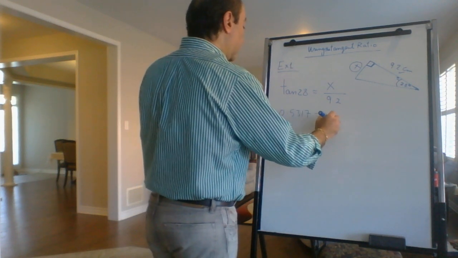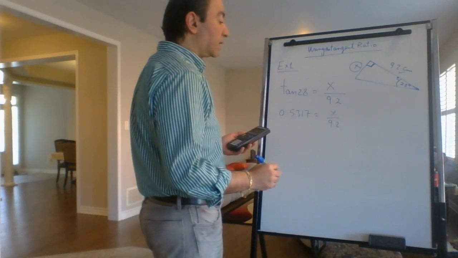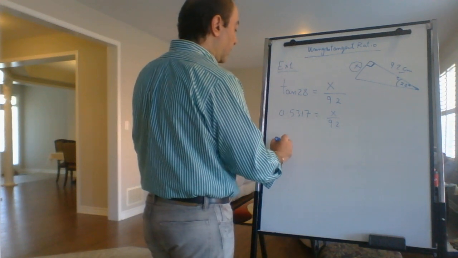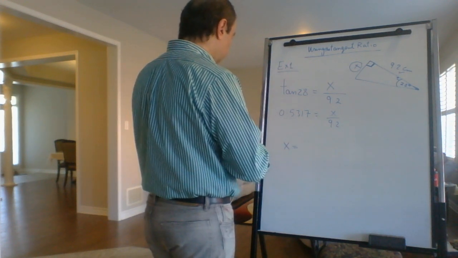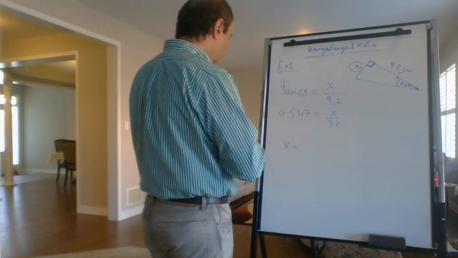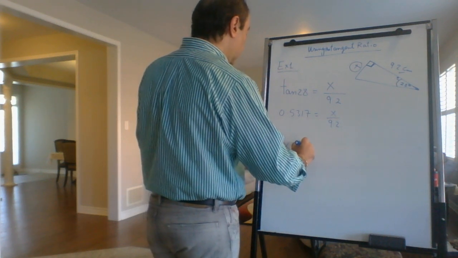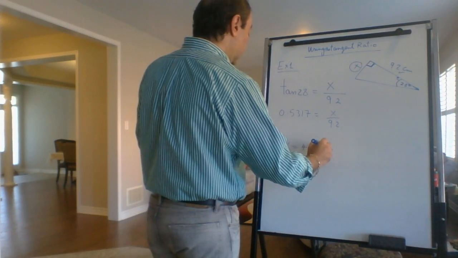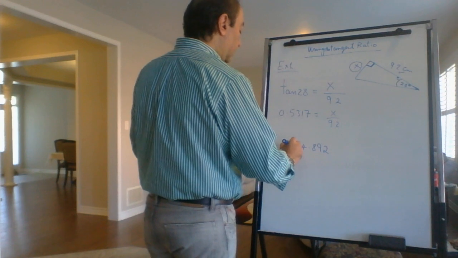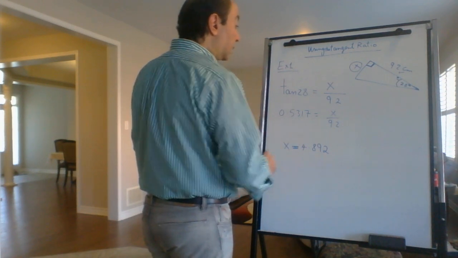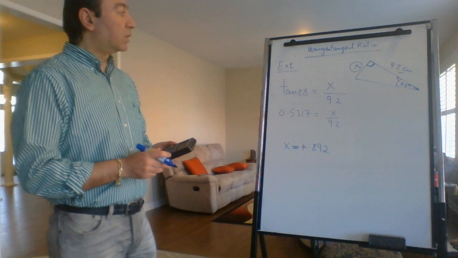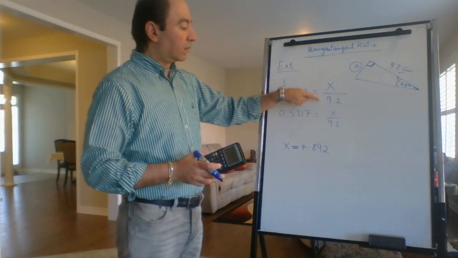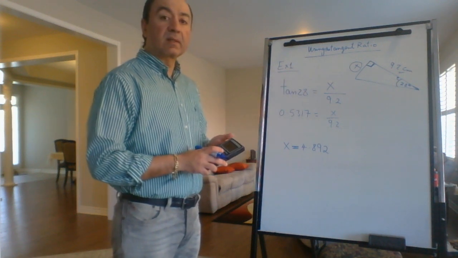equals x over 9.2. How do we solve this equation? We multiply both sides by 9.2. So x will equal this times 9.2, and that will be 4.8917. So we can write it like this, approximately. Alright, so this is how we do this kind of question. We set up the ratio and we solve for the missing side.